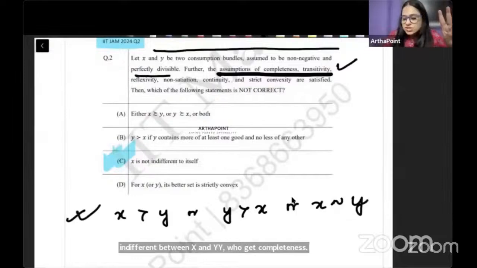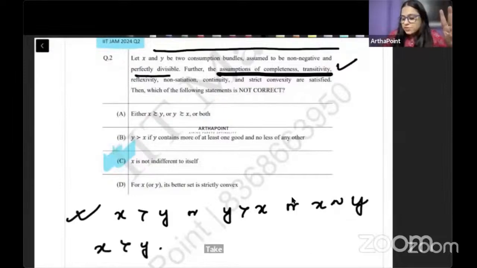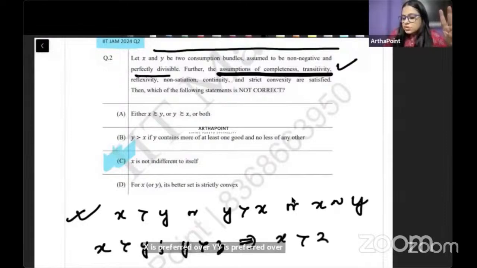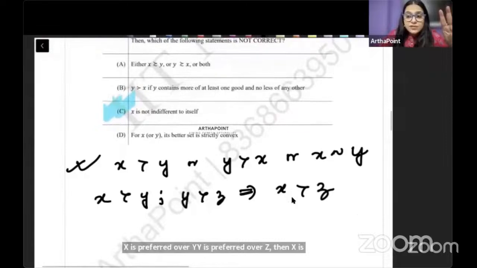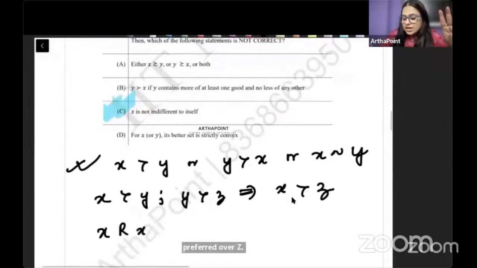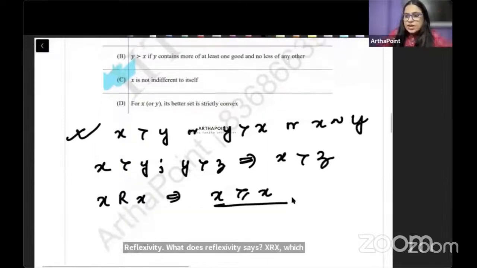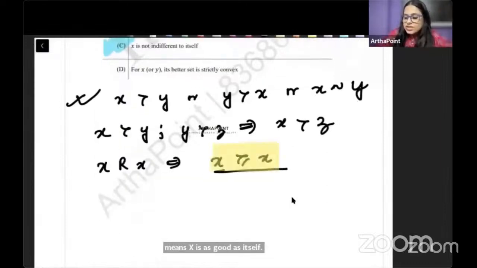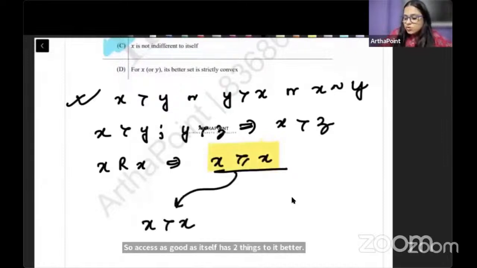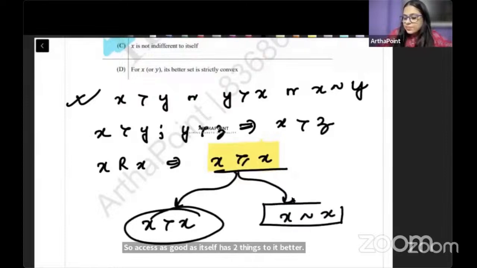Transitivity. What does transitivity say? If X is preferred over Y, and Y is preferred over Z, then X is preferred over Z. Reflexivity. What does reflexivity say? X R X, which means X is as good as itself. So X is as good as itself has two things to it, beta. Either X is preferred over X, or I am indifferent between X and X.